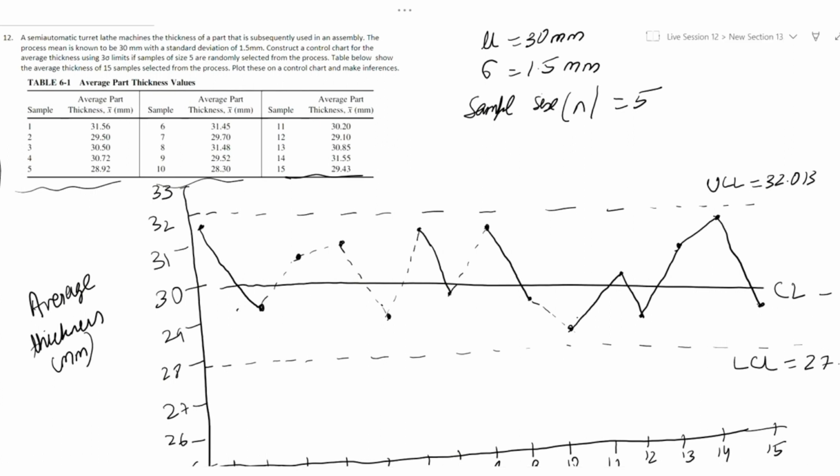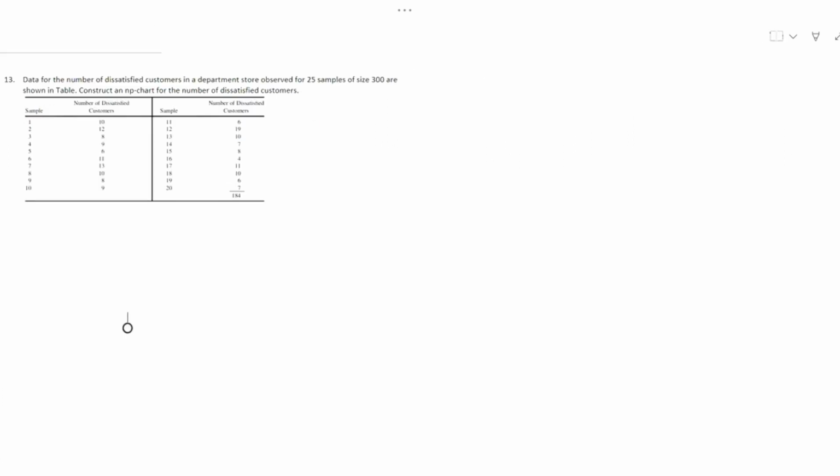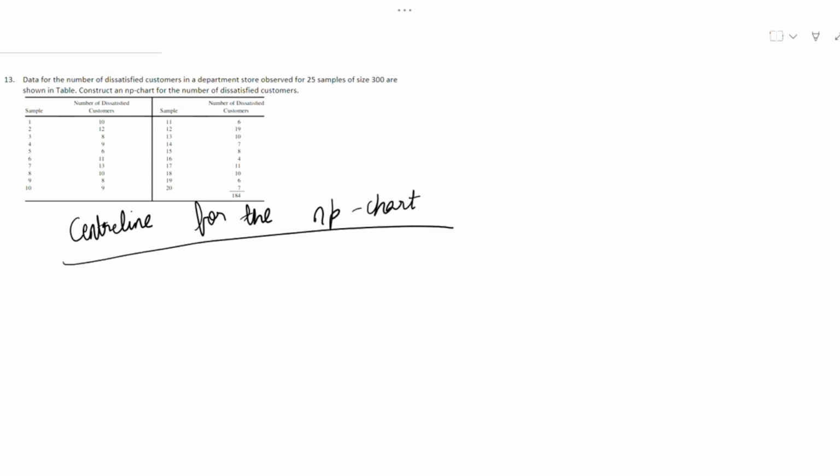So the last question. Data for the number of dissatisfied customers in a department store for 25 samples of size 300 are shown below. Now we have to construct the NP chart for the number of dissatisfied customers. So here, first we will find out the center line for the control chart. So the center line for the NP chart.